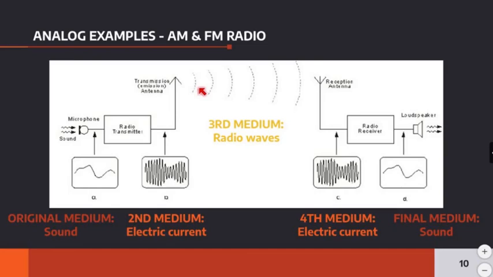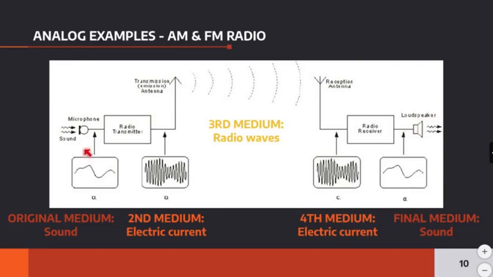So now that original sound wave has been copied into radio waves. When it gets to the antenna of the receiver, the one on your car, that then makes a copy back into electric current again, which then goes into the speakers in your car, which then makes a copy back into sound.